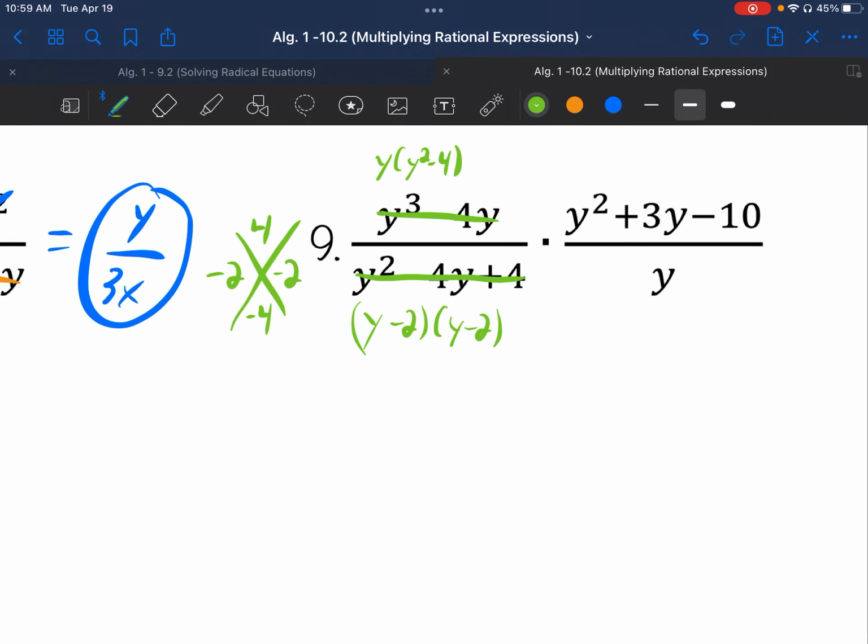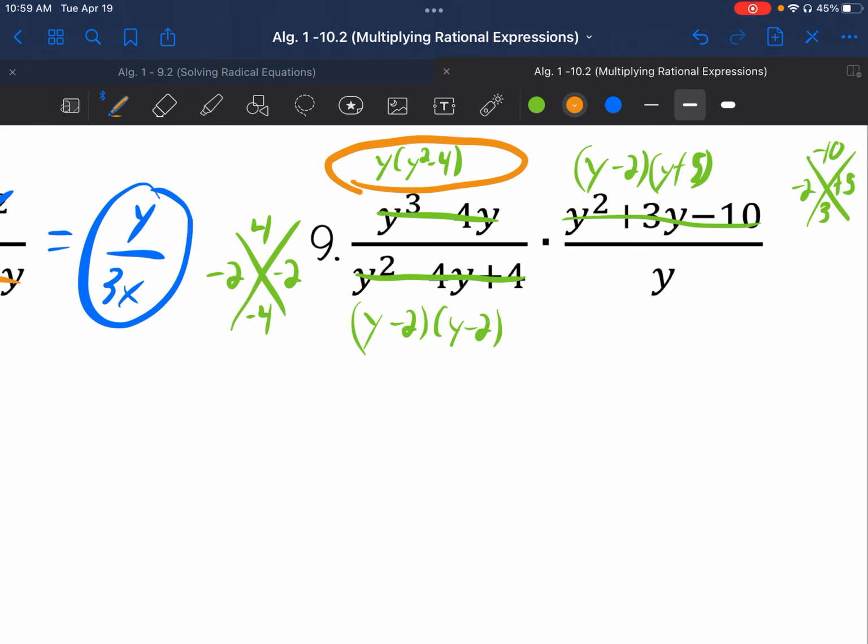Top right, we're going to make an x again. Negative 10 on the top, positive 3, negative 2, and positive 5 are the sides we need. So we end up getting y minus 2 and y plus 5.